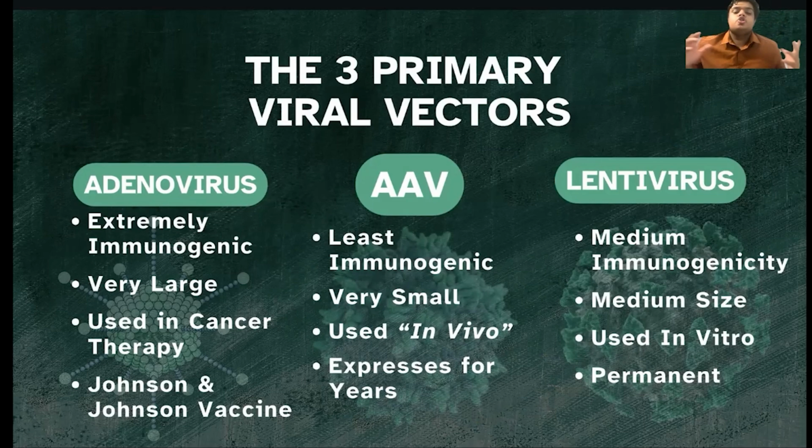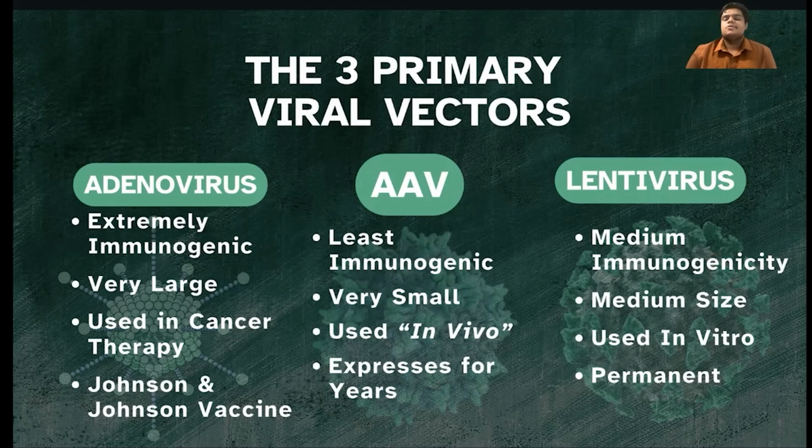Adenovirus, on one hand, is super big, which just means it's really good for large-scale projects like cancer therapy, and it was even used in the Johnson & Johnson COVID vaccine. On the other hand, it carries a crazy immune response, which means people will really have a struggle fighting off with it, and it'll have immense side effects.